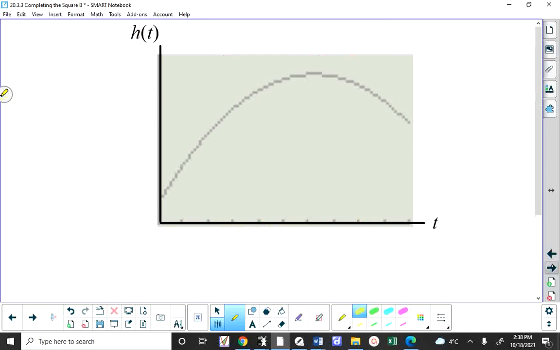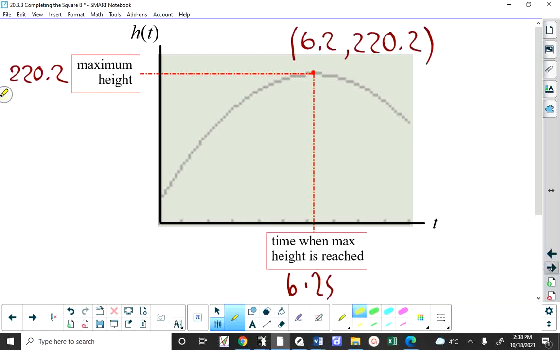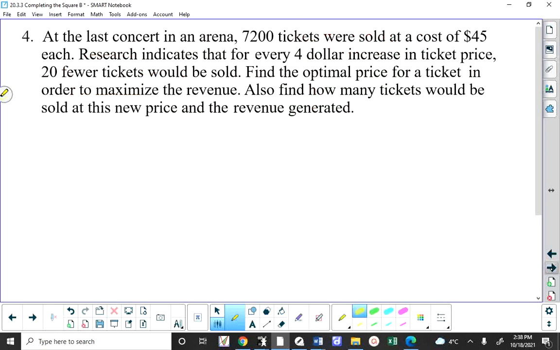All right, let's try another one. This time we're going to have to come up with the equation on our own. This question should be familiar to you. You've never seen this one before, but it's like a question we did. It's like the water bottle question. Let's read this together. It says at the last concert somewhere, they sold 7,200 tickets when they charged 45 bucks a crack.